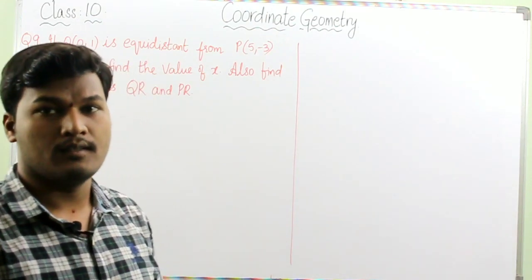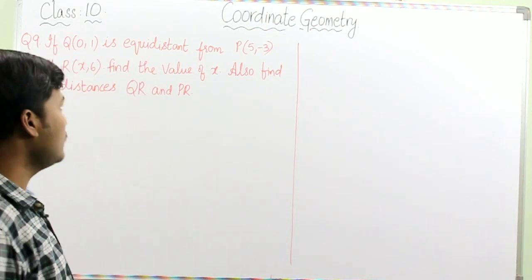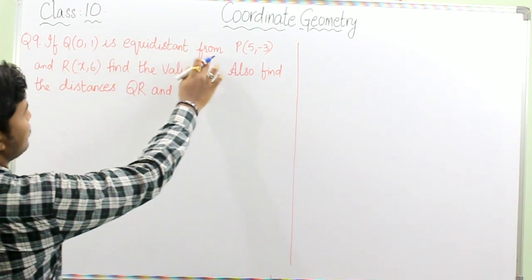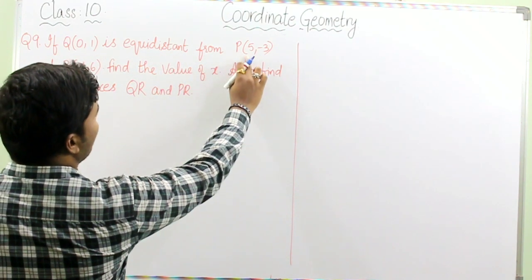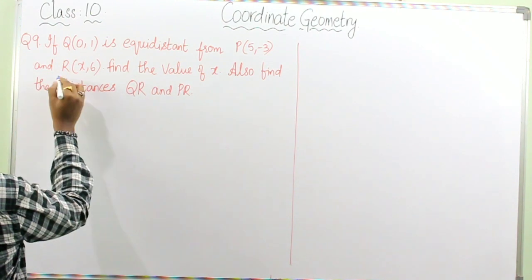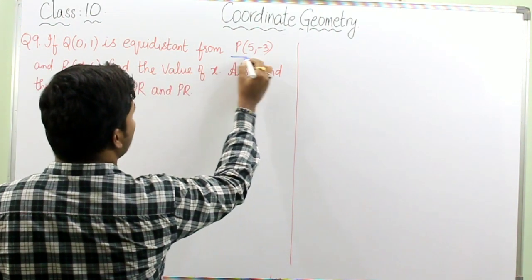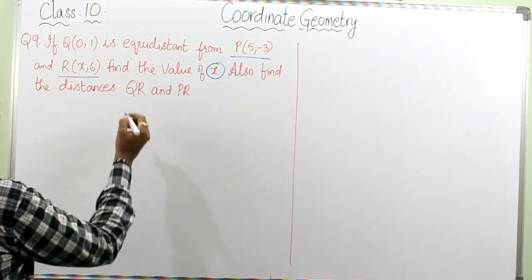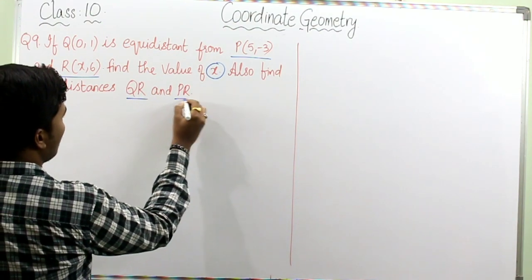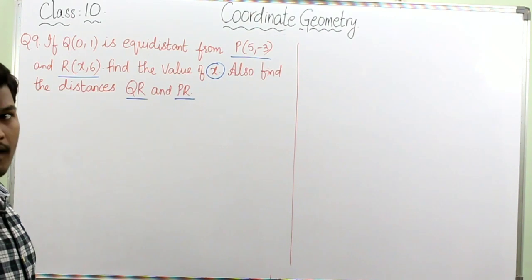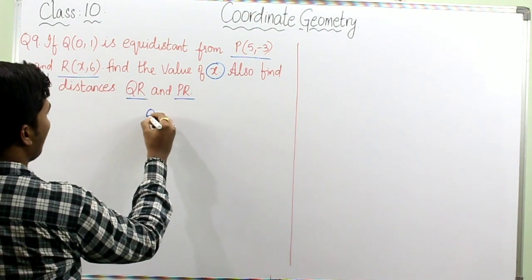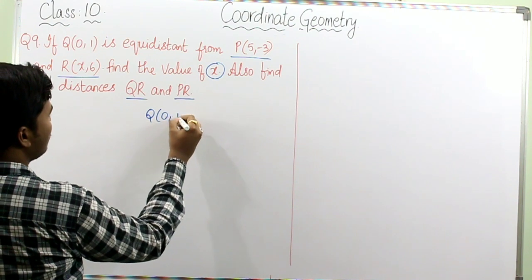Now let us discuss the ninth problem, that is, if Q(0, 1) is equidistant from P(5, -3) and R(x, 6), we have to find the value of x, as well as the distances QR and PR. So for that, first let us consider this Q(0, 1).